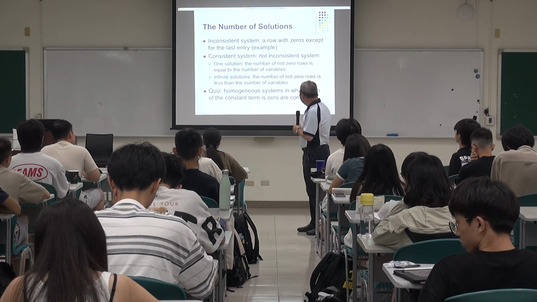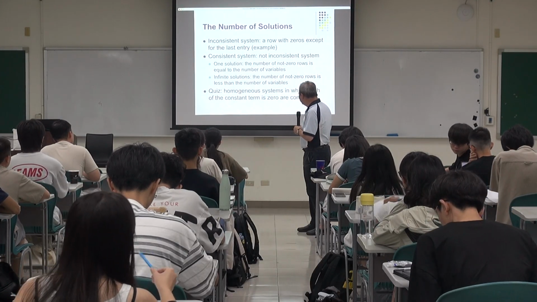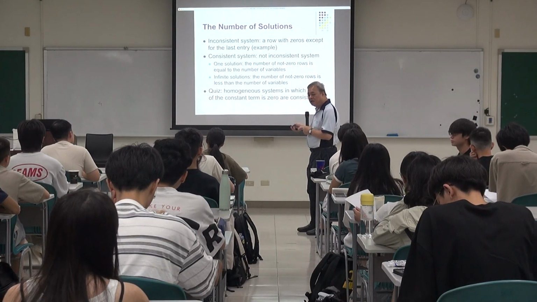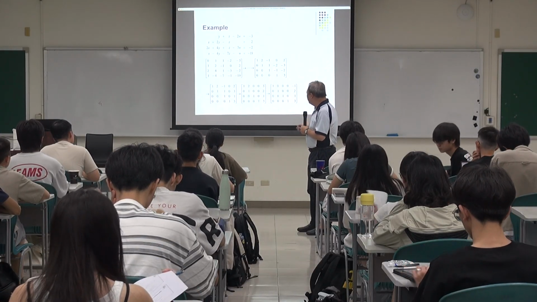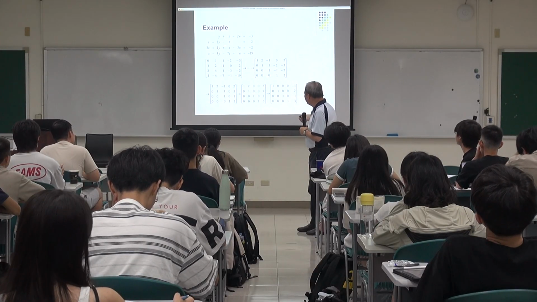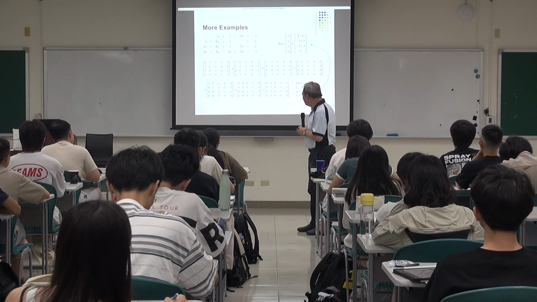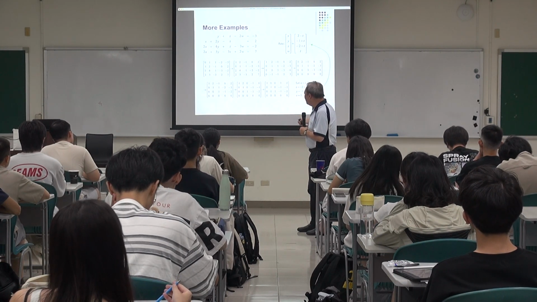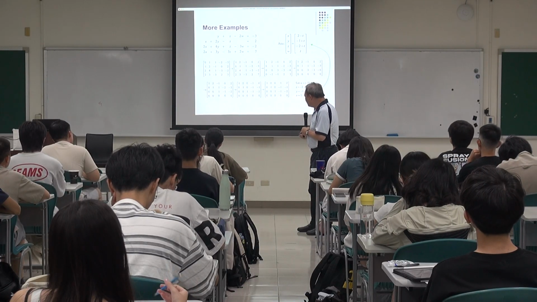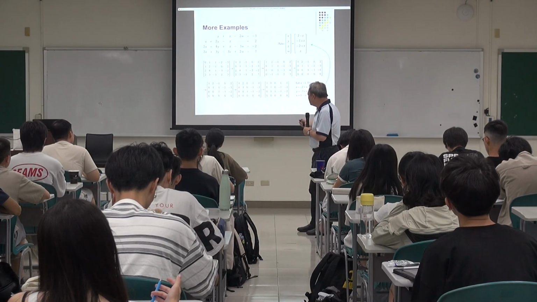Here, infinite solutions. The number of non-zero rows is less than the number of variables. Okay? So the previous one is number of non-zero rows equal to number of variables. And this one is number of non-zero rows less than the number of variables. Okay? You have 3 non-zero rows, but you have more than 3 variables.